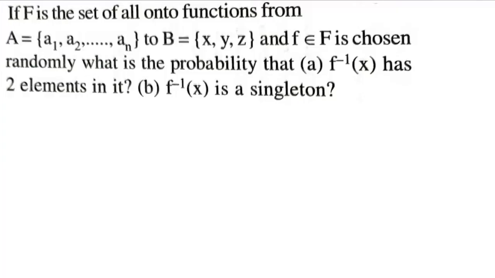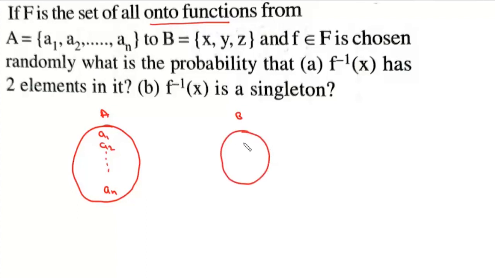Now here the question is, if F is a set of all onto functions from A to B. Now in this set A we have n elements, a1, a2, up to an, and in this B we have 3 elements which are x, y, and z. And f belonging to F is chosen randomly. What is the probability that f inverse of x has 2 elements in it? And the second part is, f inverse of x is a singleton.